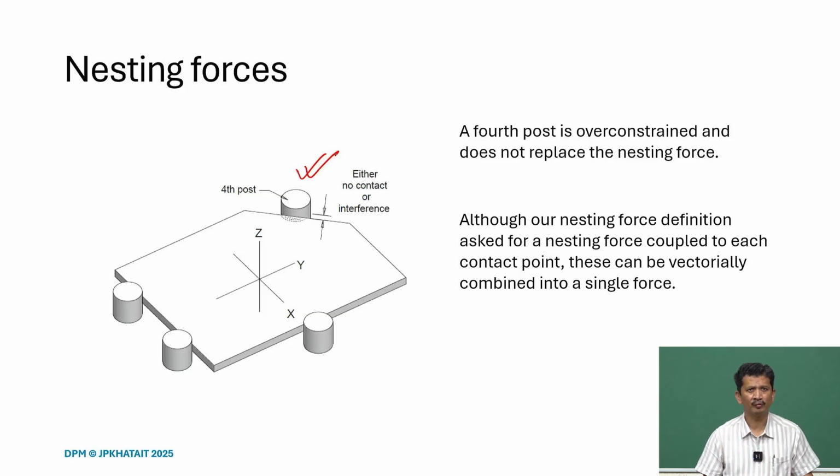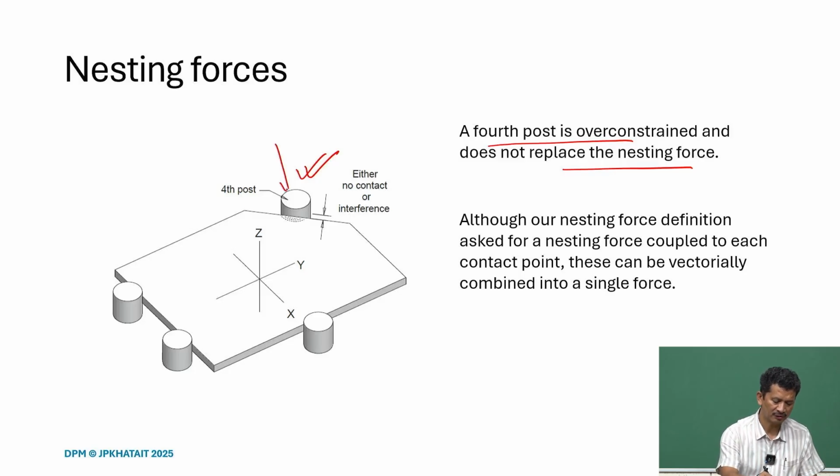that if we put a fourth post, that may not be enough to provide nesting force. So, the fourth post is always over constraint and it does not replace the nesting force. And why? Because again it's still rigid if we consider this case. So, in order to provide sufficient nesting force, it should press and there should be, so these are the contact points.